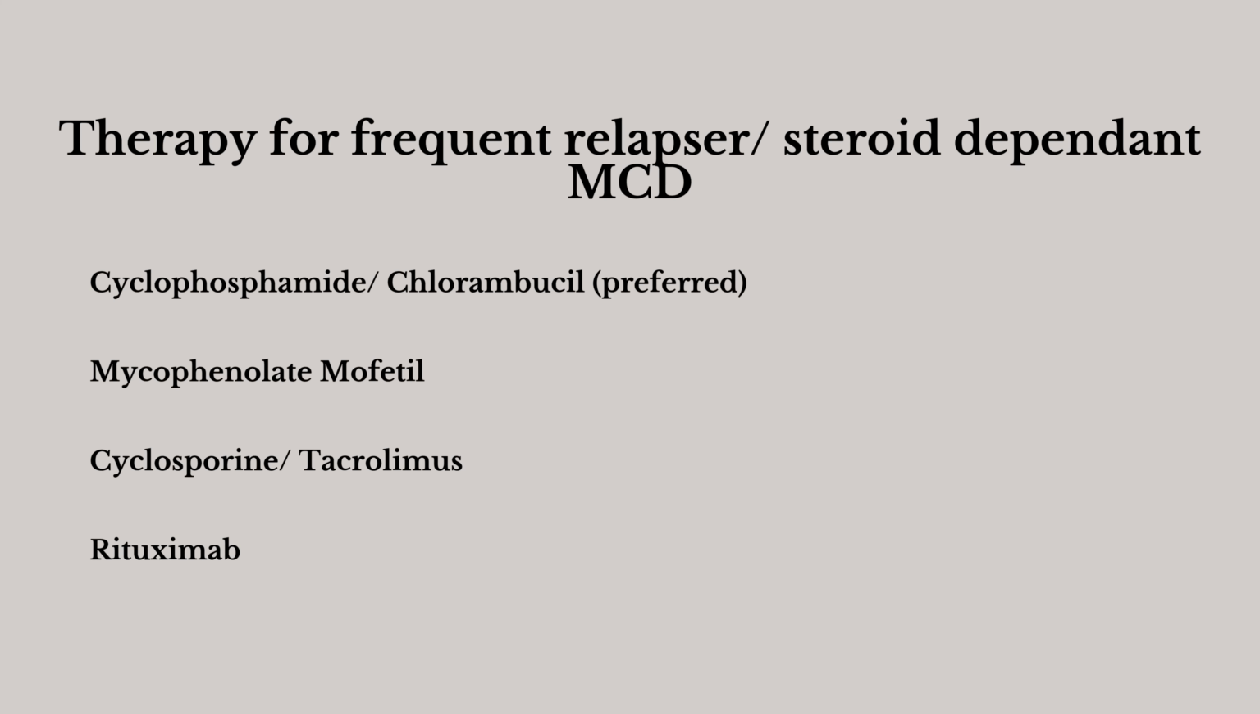For cyclophosphamide, we have to use it for 8 to 12 weeks. The common side effects of cyclophosphamide are gonadal atrophy and hemorrhagic cystitis. Mycophenolate mofetil can cause bone marrow suppression. Cyclosporin and tacrolimus can cause nephrotoxicity and gingival hyperplasia.